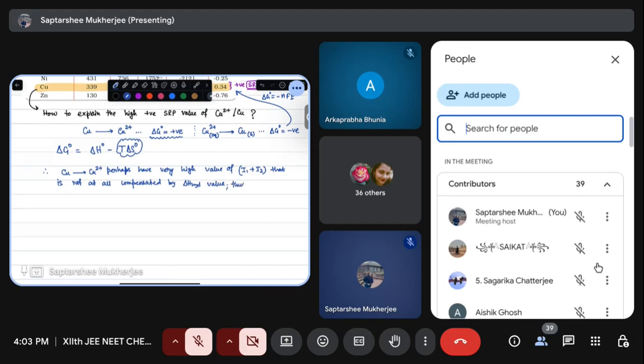Thus, copper solid to copper plus 2 aqueous formation is thermodynamically unfavorable. Hence, E naught Cu plus 2 to Cu, because copper plus 2 is not so stable, so it will have positive SRP. Can you guys tell me, have you understood or not?